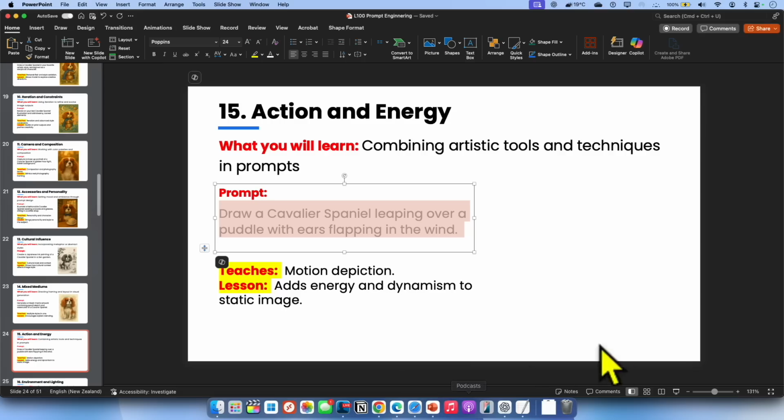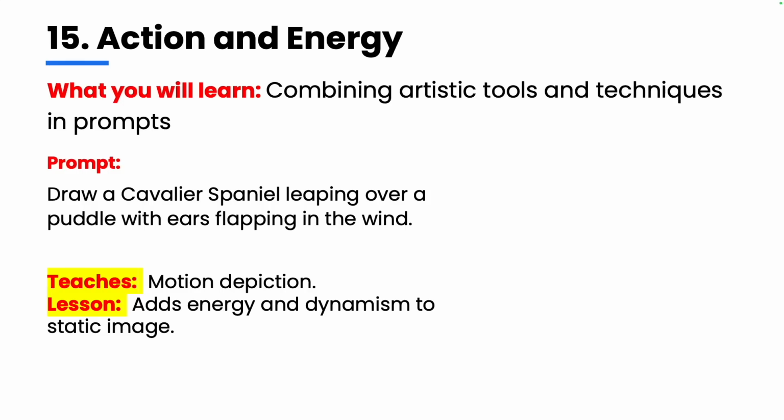And let's go back to the pack. What we are trying to learn here is motion depiction, like how models can understand these motions or phrases like leaping over, ears flapping, and things like that. And wind is obviously, when you compare that with emotion, definitely an added element to it. Then the lesson we are going to learn is that it adds energy and dynamism to a static image.